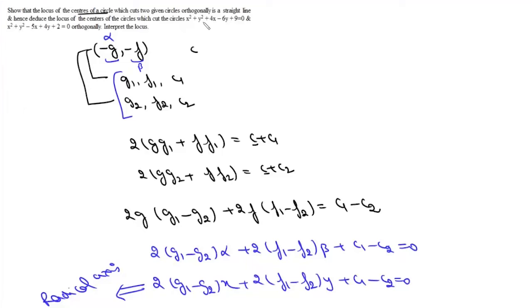Now using the same result, we can find the locus of centers of circles which cut these two circles orthogonally. So basically we have to find their radical axis. Now the radical axis is given by S1 minus S2 equals 0. So here x square plus y square will cancel. So we get 4x minus of minus 5x, so there will be this 9x, and then minus 6y minus 4y, minus 10y, and then 9 minus 2 is 7. So it will be 9x minus 10y plus 7 equals 0. And the interpretation is that this locus is the radical axis of the two circles.